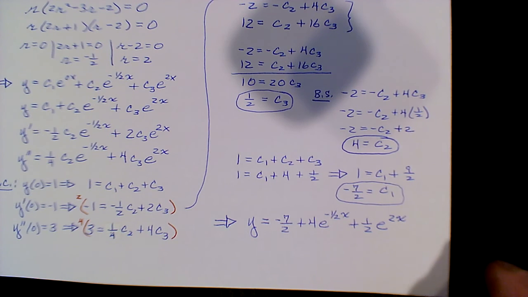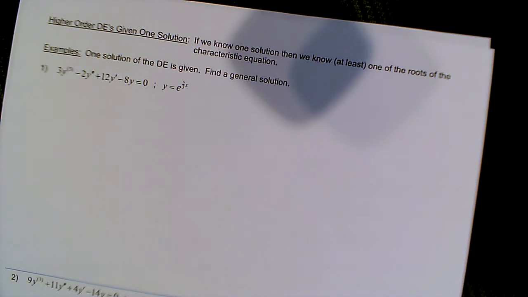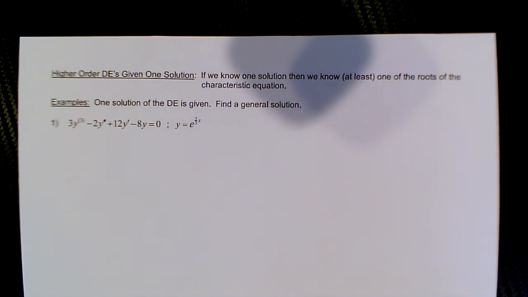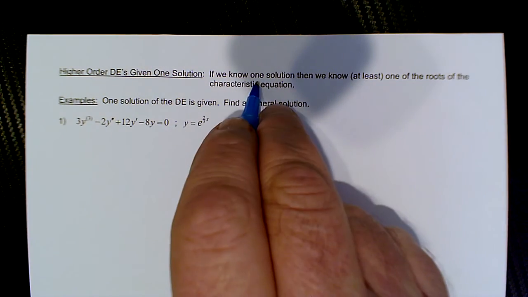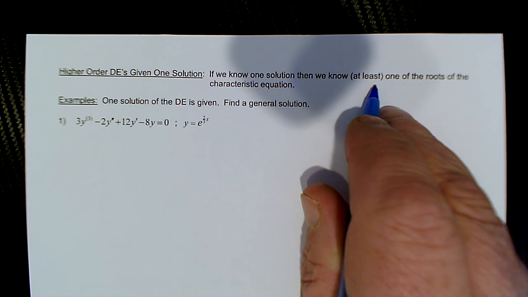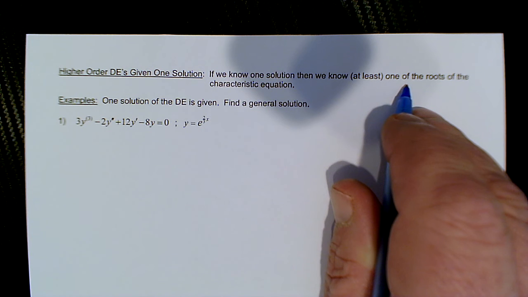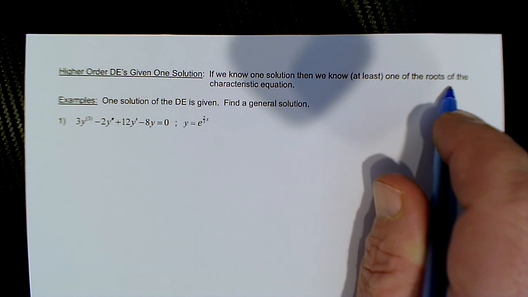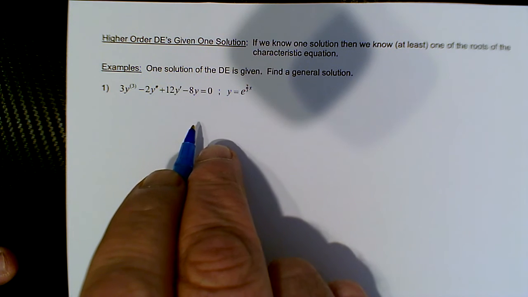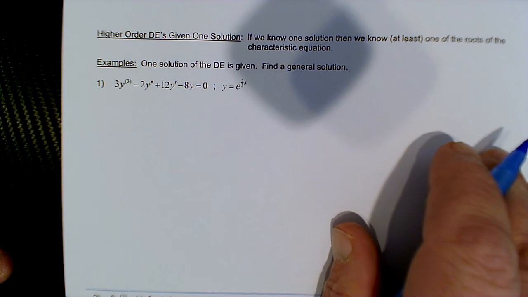Okay, so now we have one more concept remaining for this section, and basically it's involving higher order differential equations, but a situation where one solution is given. And as I noted here, if we know one solution, then we know, and you'll see what I mean by that in the second example, at least one of the roots of the characteristic equation. So in these examples, it says one solution is given, find a general solution.